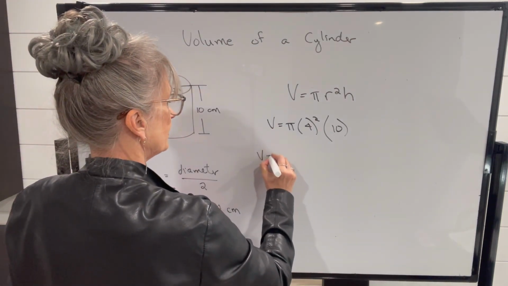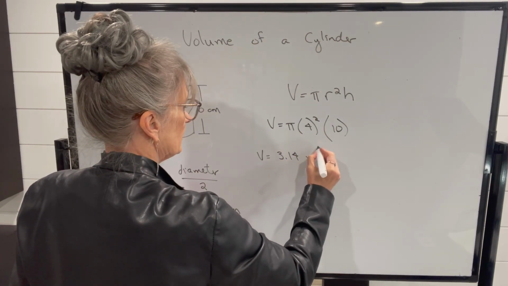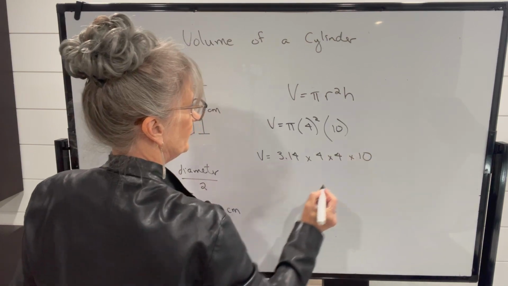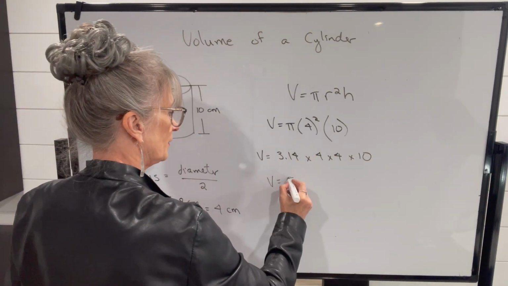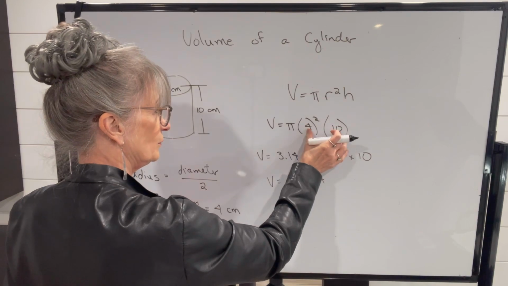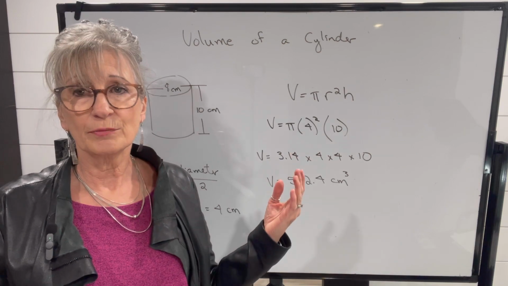So the way that you're going to type that into your calculator is 3.14 times 4 times 4 times 10. When we plug those values into our calculator, we will get 502.4. Remember, the units are centimeters, so our volume is cubic centimeters. So that's all we need to do to find the volume of a cylinder.